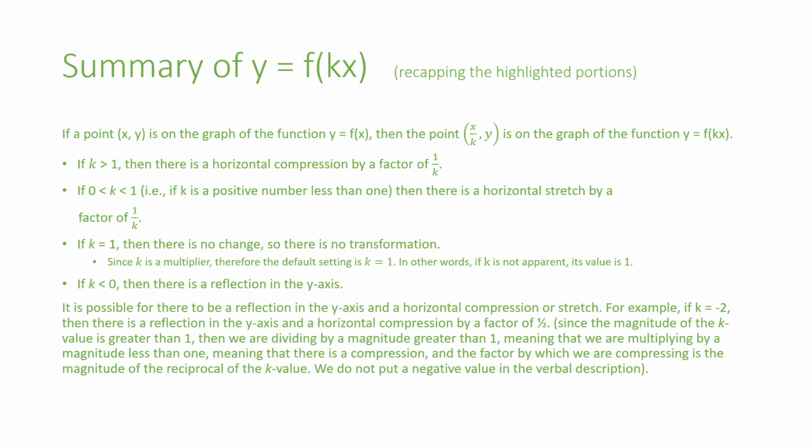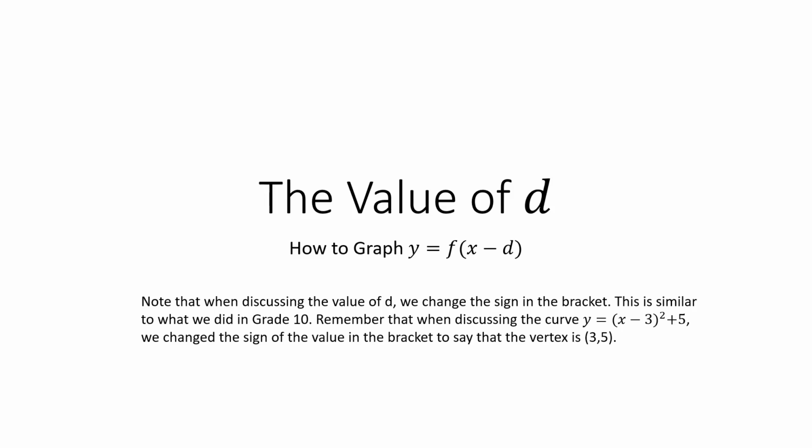As it says at the bottom, it's possible for there to be a reflection in the y-axis and a horizontal compression or stretch. So for example, if k is negative 2, then there's a reflection in the y-axis and a horizontal compression by a factor of a half. Since the magnitude of the k value is greater than 1, then we are dividing by a magnitude greater than 1, meaning we're multiplying by a value magnitude less than 1, meaning there's a compression, and the factor by which we are compressing is the magnitude of the reciprocal of the k value. We don't put a negative value in the verbal description.